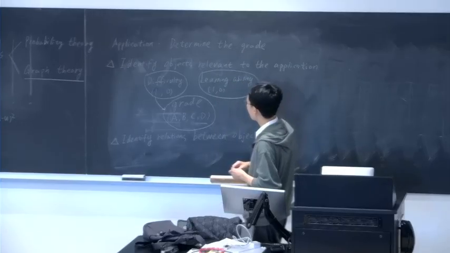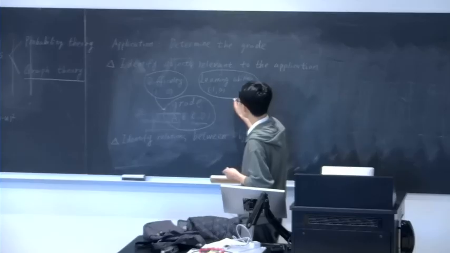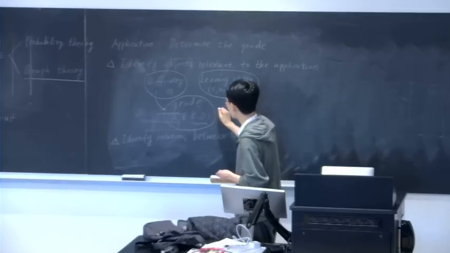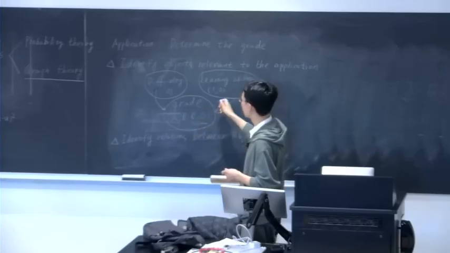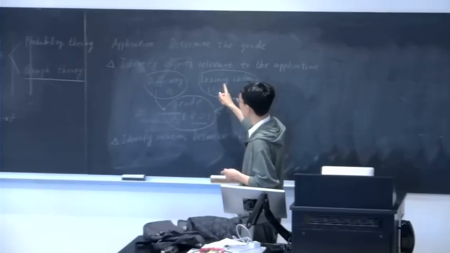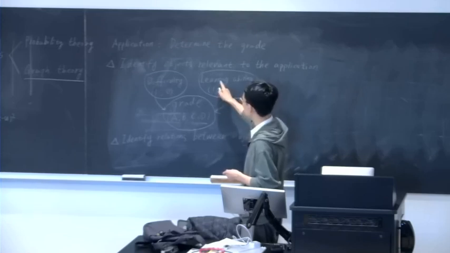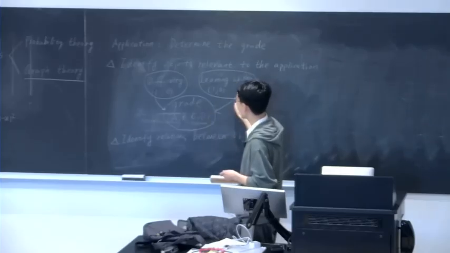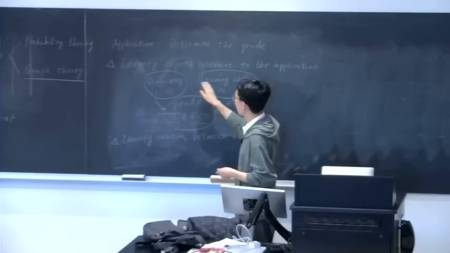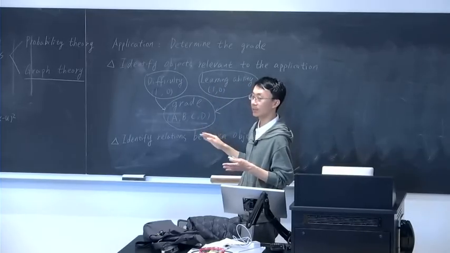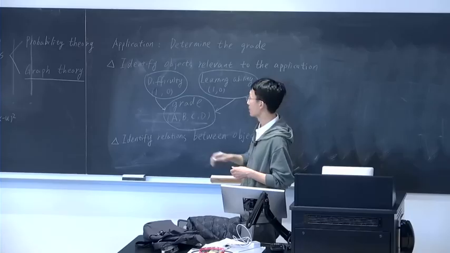Another relation is the learning ability also determines my grade, right? So we connect this node to this one in this direction, right? Again, because grade is dependent on my learning capability, or in other words, my learning capability determines my grade. So we have a directed connection from this one to this one. Then for difficulty and learning capability, they are not related, right? They are totally independent things. So there is no connection between them.